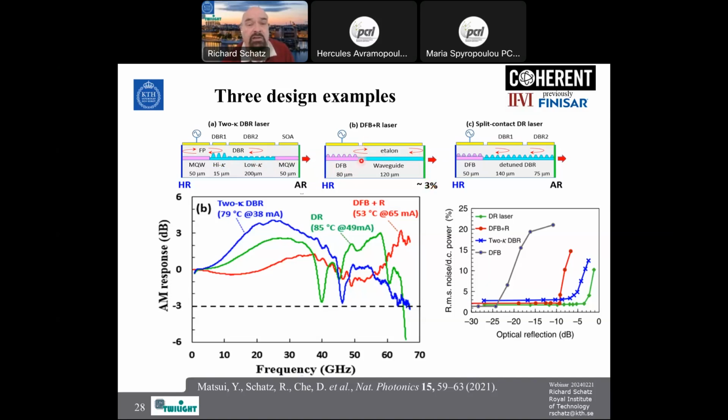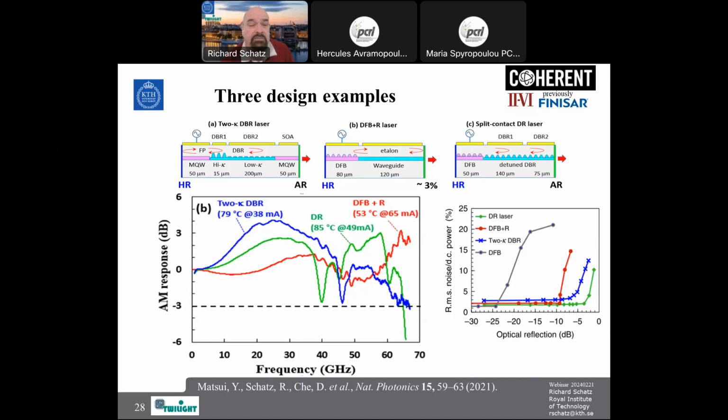This external cavity then gave this side mode very close to the main mode that we wanted, in order to get this photon-photon resonance. And then we also had another kind of DR laser where we have a corrugation both in the active section and in the Bragg section, which also gave this photon-photon resonance effect.